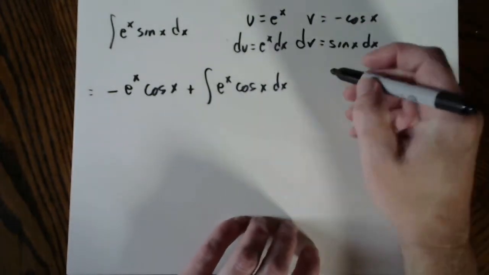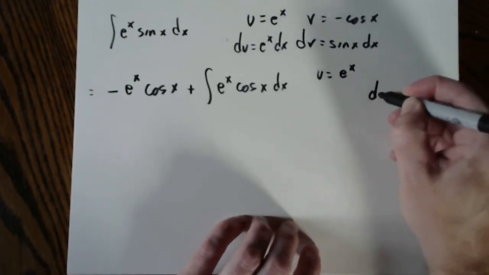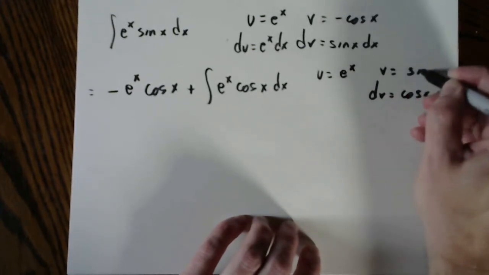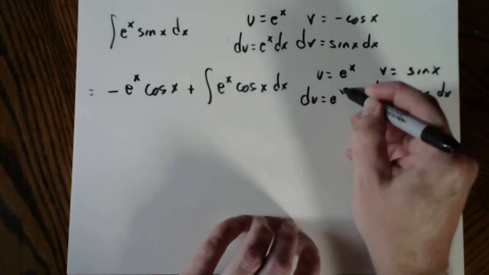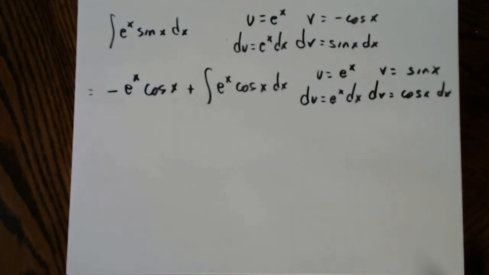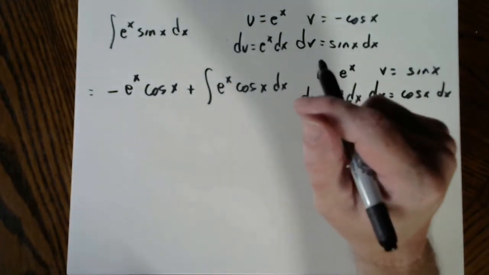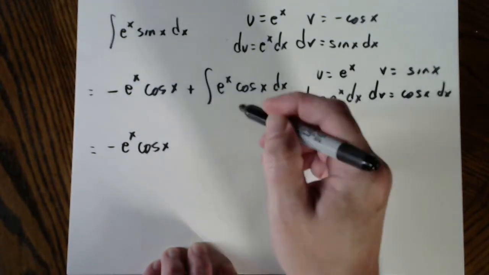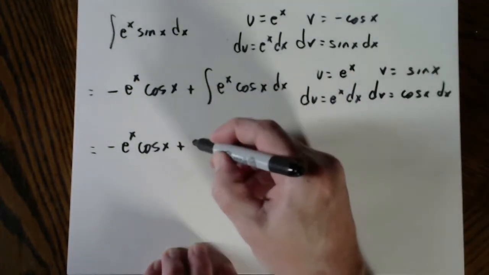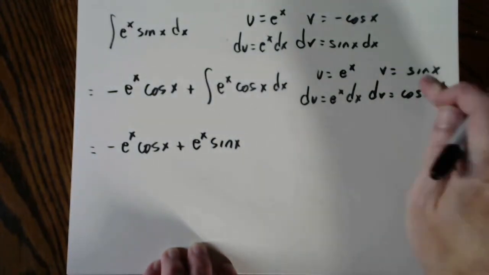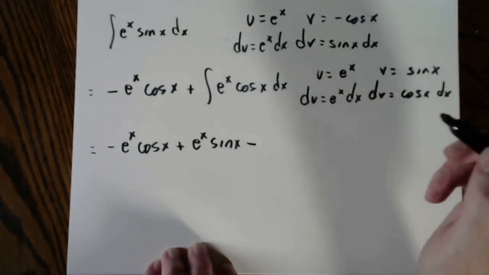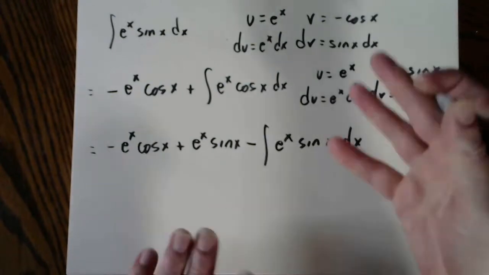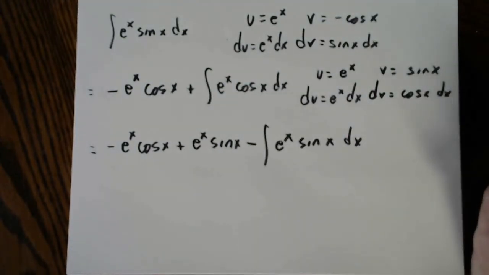So let me just see what happens if I do it again. This will be sine, and this will be e to the x dx. Okay? So again, I'm going to replace this integral with the integration by parts formula with the new parts. So this will be plus uv minus v du, integral v du, e to the x sine x. Going nowhere, right? So what do I do?